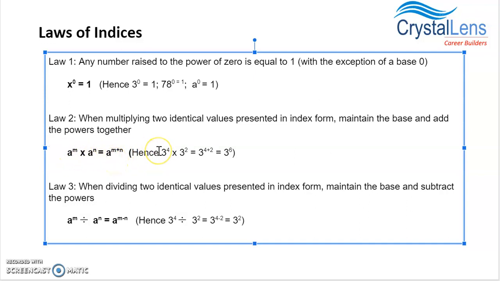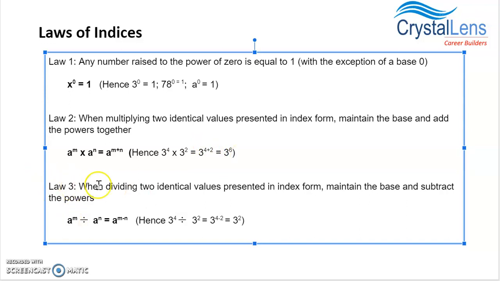An example could be 3 raised to power 4 times 3 raised to power 2. Like I said, because they are identical numbers and you are multiplying, you simply add the powers together. So this will give you 3 raised to power 4 plus 2, which is 3 raised to power 6.